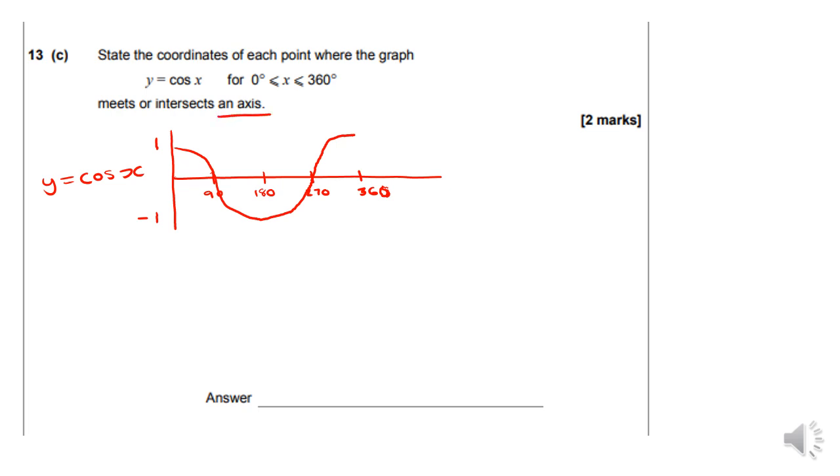Oh, sorry, meets an axis. So not an x-axis. So yeah, it would be: it hits it here, it hits it here, and it hits it here. So we just want to state the full coordinates of all of those. So it hits at (0, 1). It hits at (90, 0). And it also hits at (270, 0).